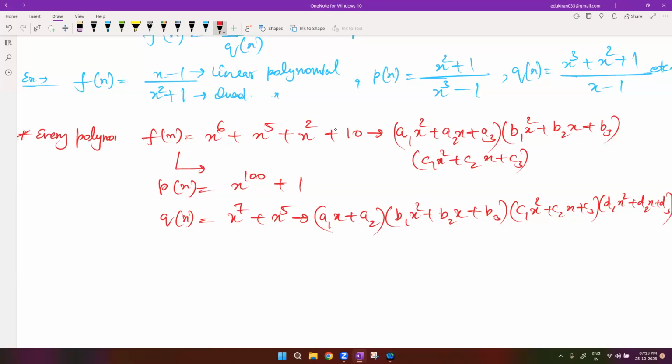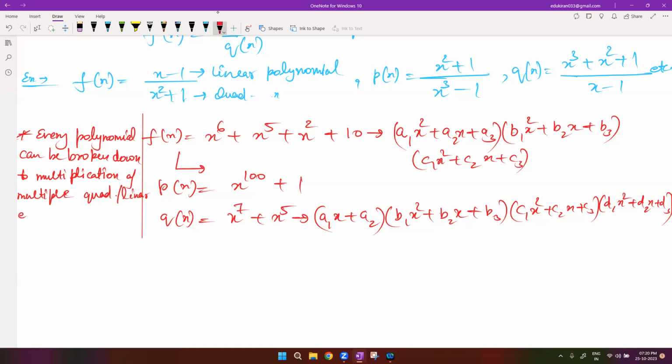I'm writing this rule here, by the way. Cool. So every polynomial can be broken down into multiplication of multiple quadratic/linear expressions. We are just saying that any polynomial can be broken down. And how will you break that polynomial into the smaller units of quadratic expressions, right?